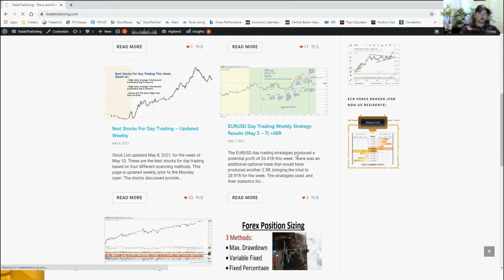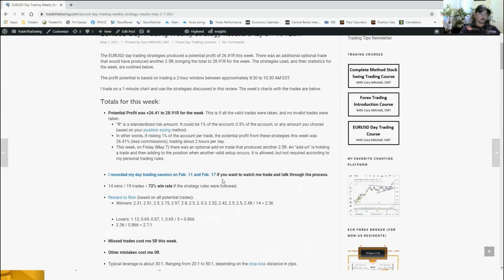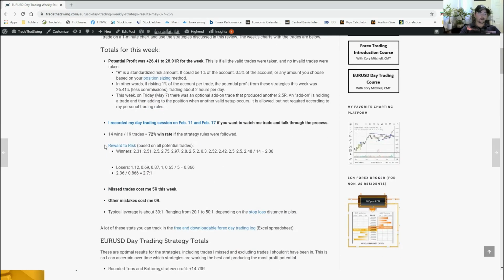I have my weekly strategy reviews. And so it shows the potential R for the week. It shows the win rate, how many wins out of how many trades there were presented. And then I also add up the reward to risk. So I add up all the winners. So how much did I make R-wise on all my winners?